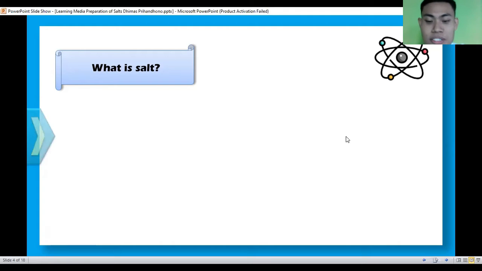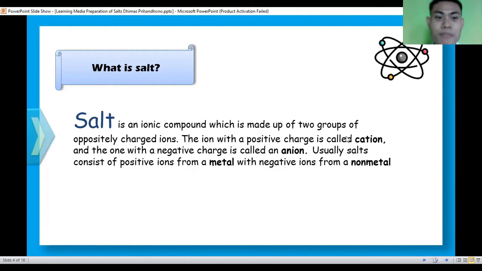If there is no other answer, I will continue the lesson this way. This is the definition of salt. Salt is an ionic compound which is made up of two groups of oppositely charged ions. The ion with a positive charge is called a cation, and the one with a negative charge is called an anion. Usually, salts consist of positive ions from a metal with negative ions from a non-metal. Another definition of salt is the substance produced by the reaction of an acid with a base. A salt consists of the positive ion or cation of a base and the negative ion or anion of an acid. The reaction between an acid and a base is called a neutralization reaction. The term salt is also used to refer specifically to common table salt or sodium chloride.